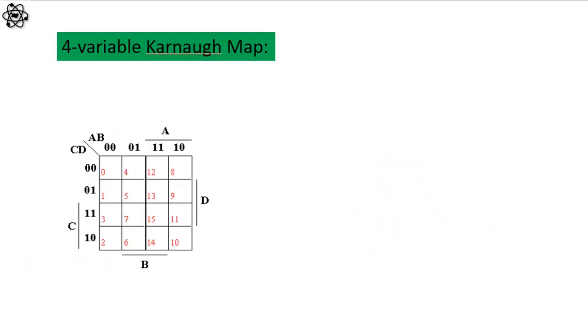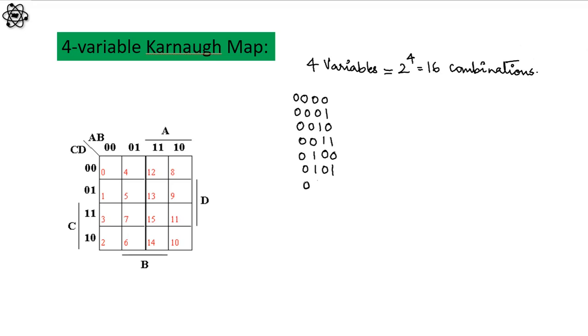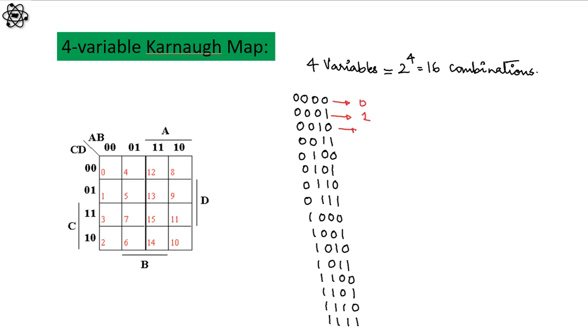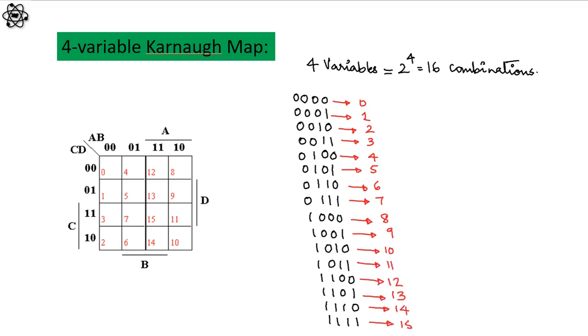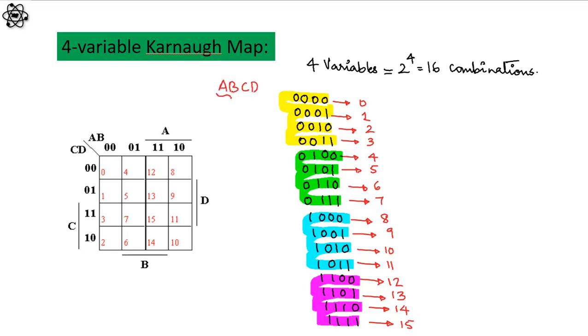Next, coming to the 4 variable Karnaugh map. In the 4 variable Karnaugh map, we have 4 variables which will give us 16 combinations of inputs. These 16 combinations of inputs are represented in binary form and the decimal equivalent is written. Now I am going to group the terms in such a way that they differ only by one variable. This yellow color indicates that they differ by one variable. Then the next set is green, then blue, and the next set is marked in pink. Each of these differ by one variable.